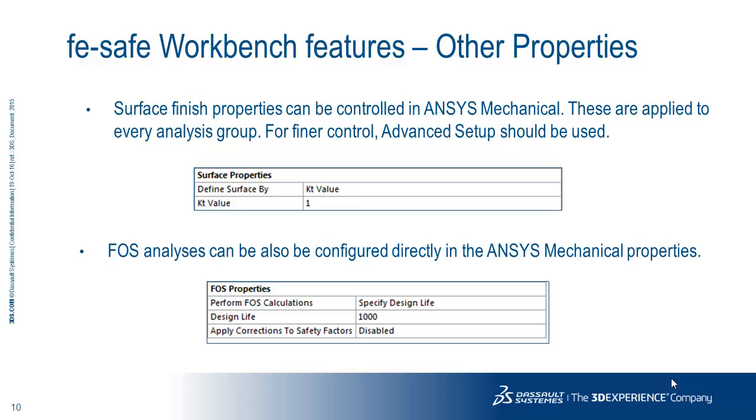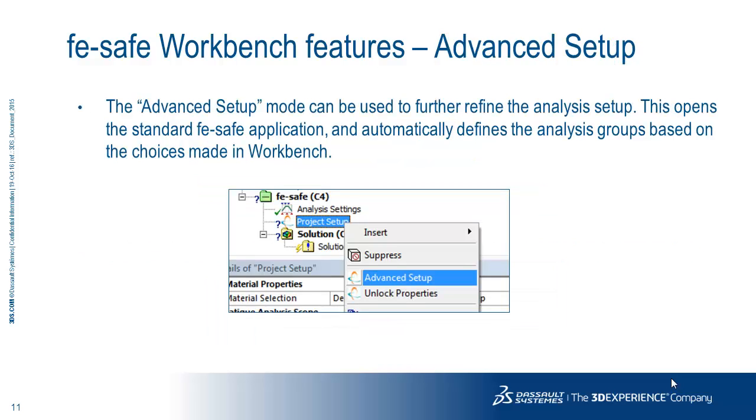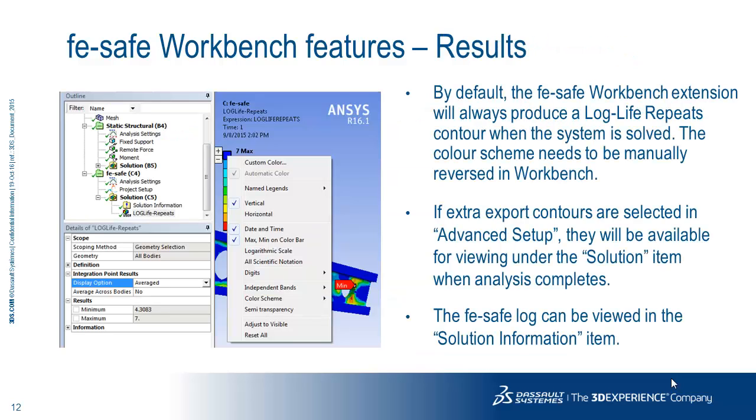You can define a surface finish value from ANSYS Workbench, as well as the factor of strength from ANSYS Workbench. But if you want to do a more advanced setup, then you can go to this project setup, right click on your mouse and look for this advanced setup button, and if you click on it, it will open the FE-SAFE GUI where you can create more advanced workflows. And you can also see the results then in the ANSYS Workbench viewer.